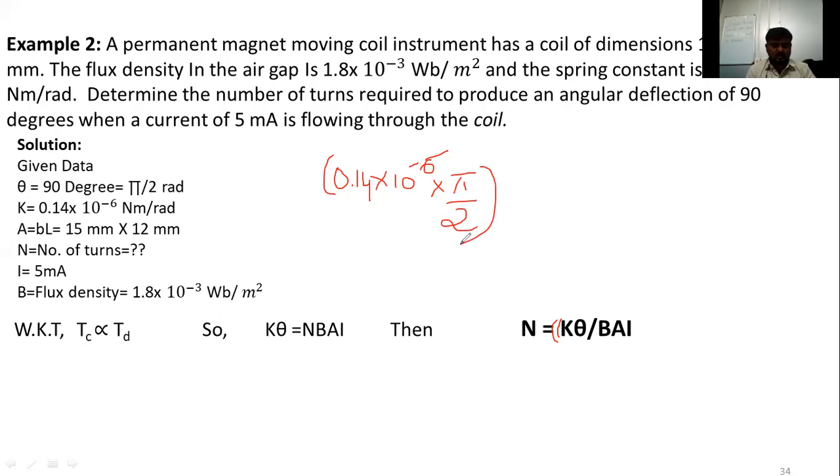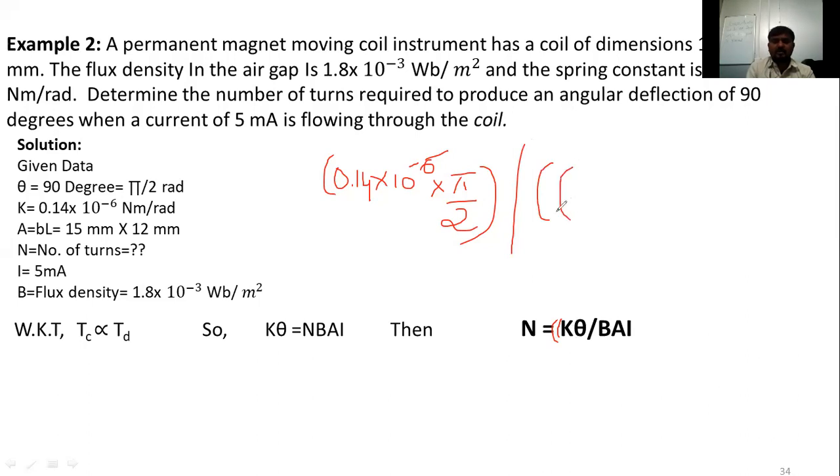All of you enter in the calculator 0.14 into 10 to the power of minus 6, into 5 shift expression, divided by 2, bracket close. I have closed it: 2.199 into 10 to the power of minus 6. You got the answer? Otherwise, you directly take a divided by symbol here. Now you take 2 open brackets down here.